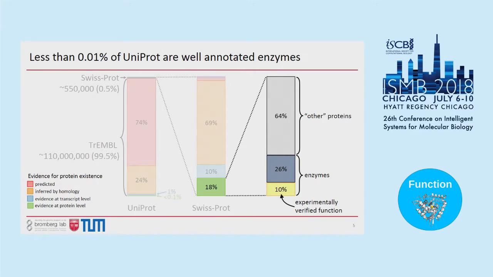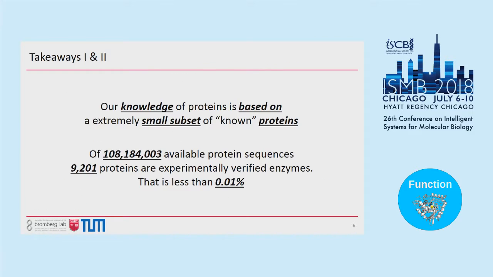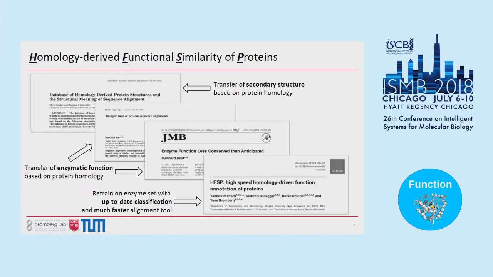Since I was specifically interested in enzymes, I dug a little deeper, and of those roughly 100,000 proteins, only about 10% are enzymes with an experimentally verified function. So the first takeaway is that our knowledge is based on an extremely small subset of known proteins. Secondly, if we look specifically at enzymes, only about 9,000 proteins are enzymes with experimental validation, and that's less than 0.01% of all of UniProt. So let's get to HFSP.